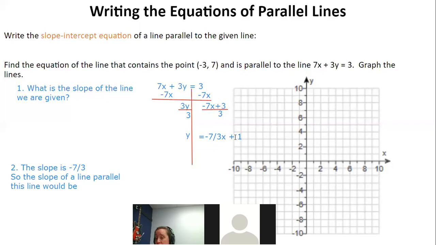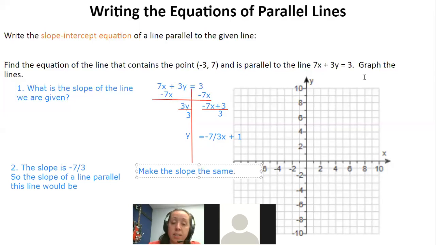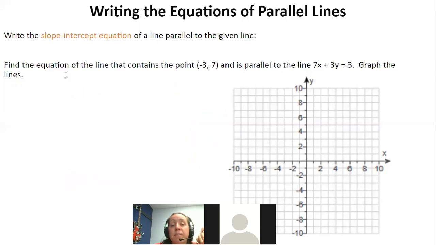Now here's what's tricky, Malachi. The slope would have to be the same. The y-intercept is going to be different. But we have to use the information they gave us for that y-intercept. So we are going to make the slope the same. So that's our first few steps. We know we need a slope of -7/3.